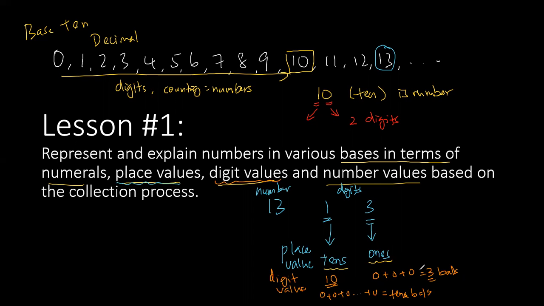Altogether, there will be 13, and 13 is the number value in the decimal system. So this is the difference between place value, digit value, and number value.